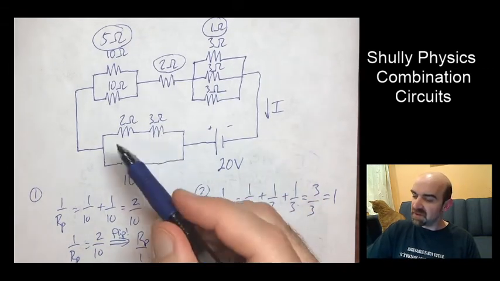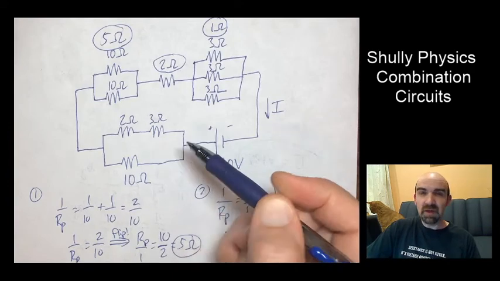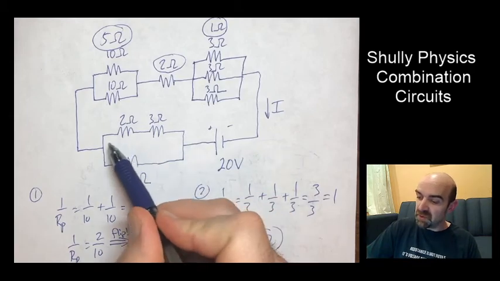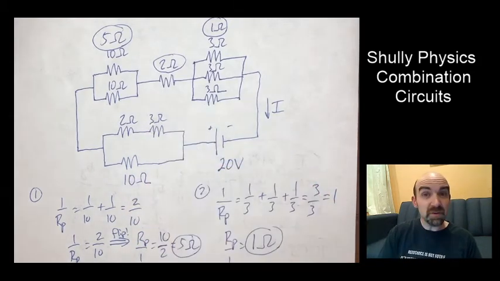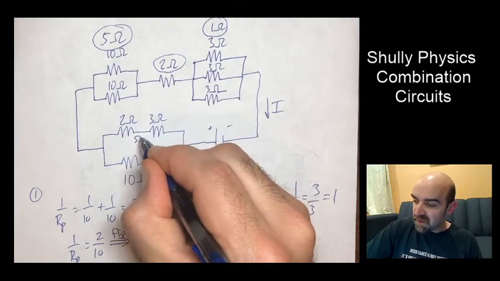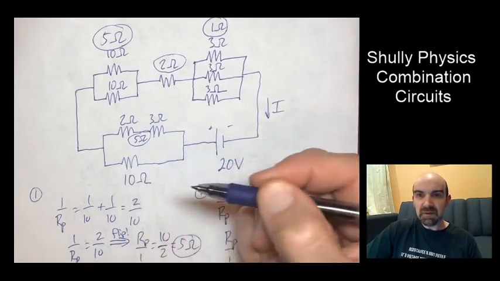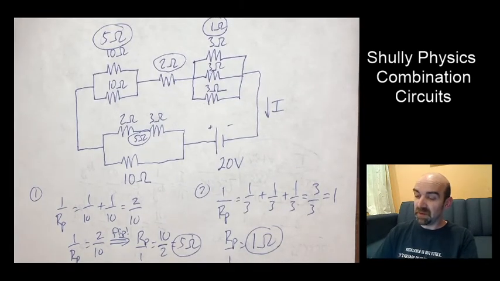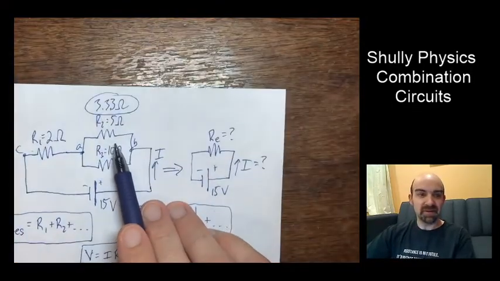How much resistance does an electron meet up with on the bottom branch? 10 ohms. How much resistance does an electron meet up with on the top branch? Well, 2 and then 3 ohms for a total of 5. So the first thing you want to do in this situation is take 2 plus 3. There's 5 ohms up here, and there's 10 ohms down here. So this is really 5 ohms in parallel with 10 ohms. And we've done that before.